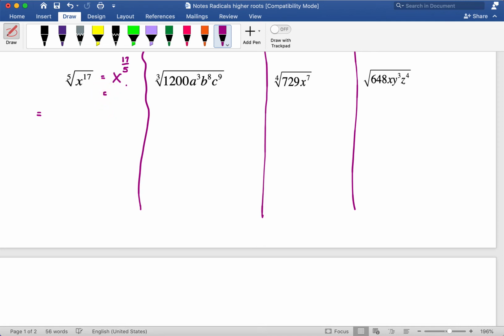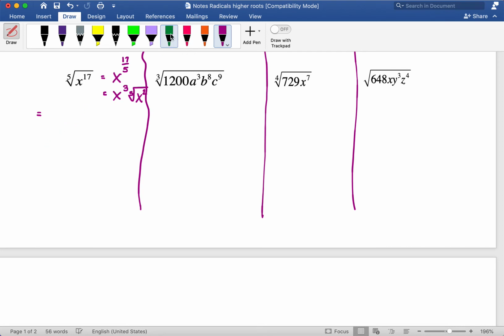So it's going to look like x to the, how many times does it divide? You said 3 for 15. And then we've got 2 left over. Now remember, this was a 5th root, so you need the little 5 there, and the 2 stays inside.